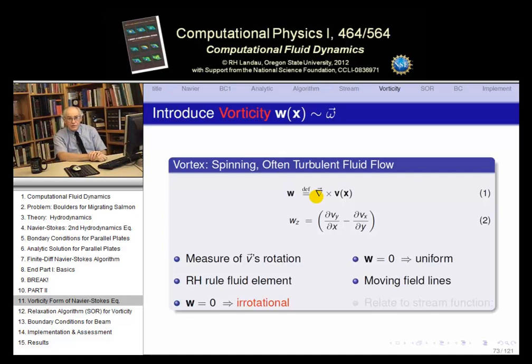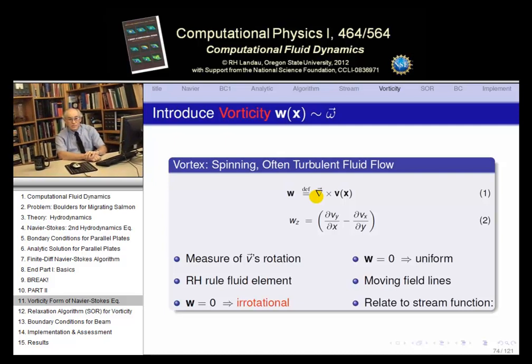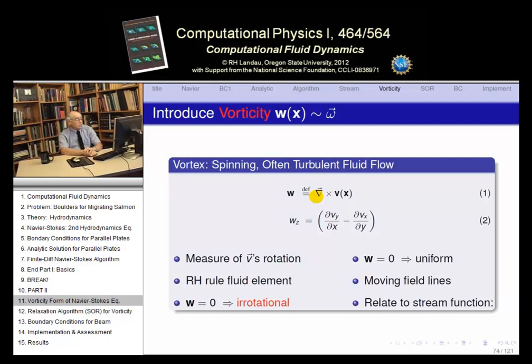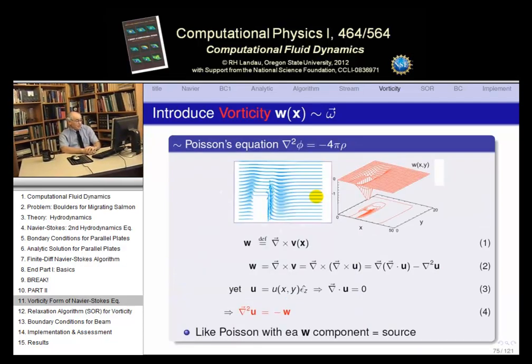The lines of U, recall, were these streamlines. The lines of W are field lines that move with the fluid, okay, because they have vorticities, and often these vortices move down with the fluid. Okay, so now we have to put together the pieces. We have to now relate the stream function and the vorticity function and then write Navier-Stokes equations in terms of them. There's a lot of mathematics here. It's beautiful mathematics. It's useful for E&M, but it is more math than we'd like.